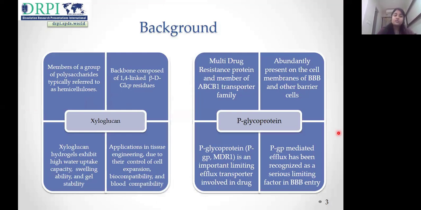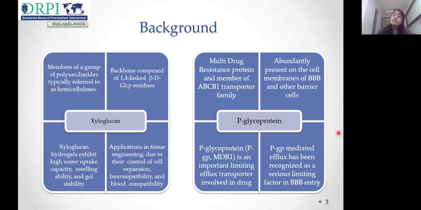So, xyloglucan is a member of a polysaccharide group referred to as hemicellulose. Xyloglucan-based hydrogels exhibit very high water uptake capacity, swelling ability, and gel capacity, which makes them very useful in tissue engineering. It can be used because of its control of cell expansion property and its biocompatibility.